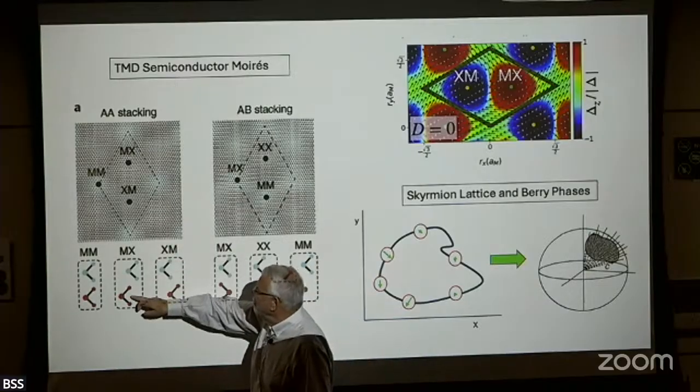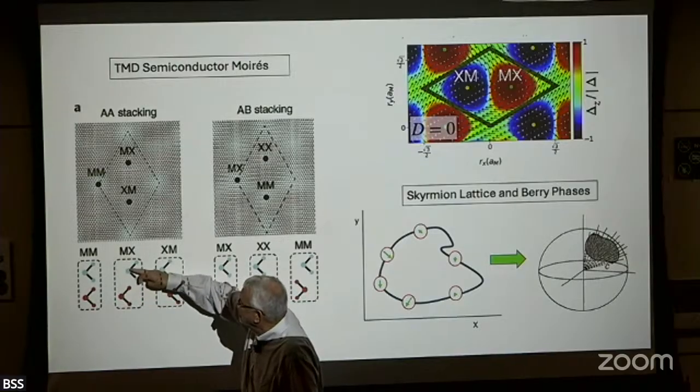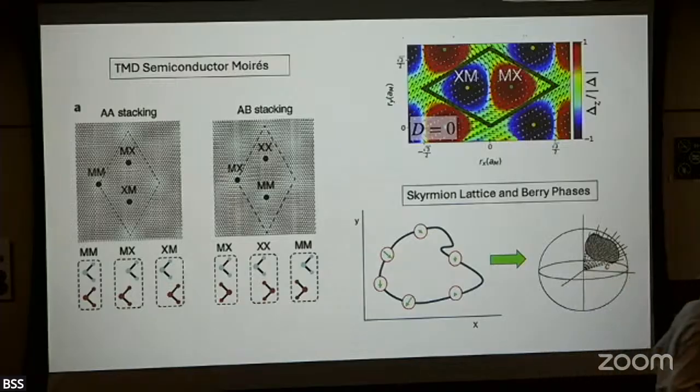At that position, as I just said, the tunneling will vanish for the exact same reasons we discussed in graphene. If I move the bottom layer in the other direction, I'll get to a point where the metal in the top layer is right above the chalcogen below, okay? And at both those points, and they both exist in each unit cell of the moiré pattern, as you can see from that illustration, the local tunneling between the layers vanishes, okay?